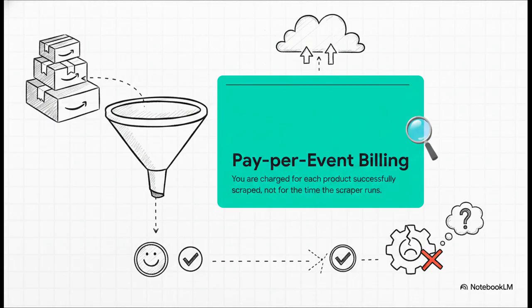This is a huge deal. It means you only pay for what you actually get. You're charged for each product that is successfully scraped and saved. You're not charged for the time the scraper is running. So if it runs into an error or fails an attempt, you don't pay a dime for that. Your cost is tied directly to results.